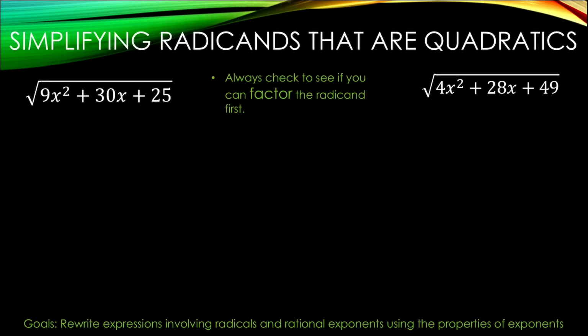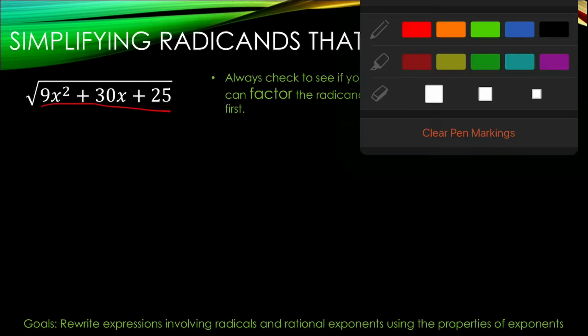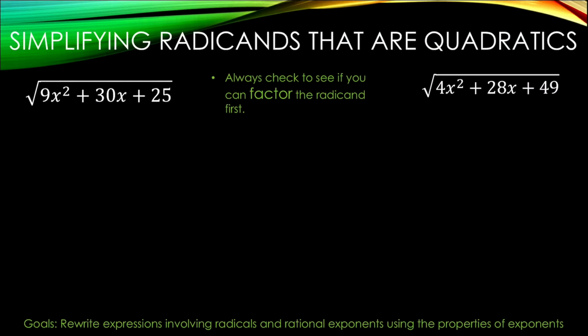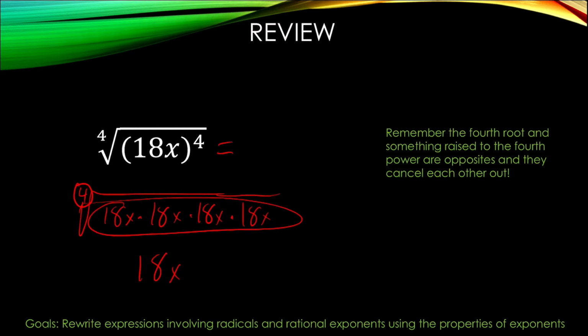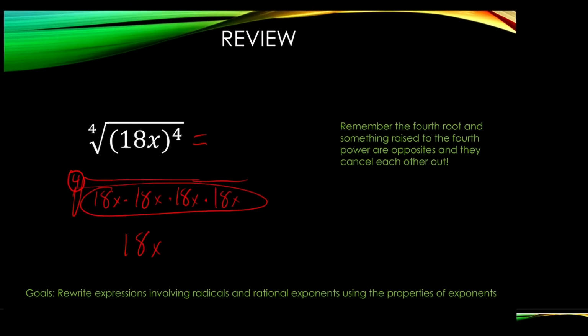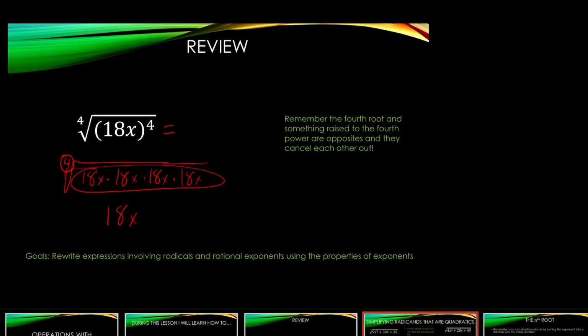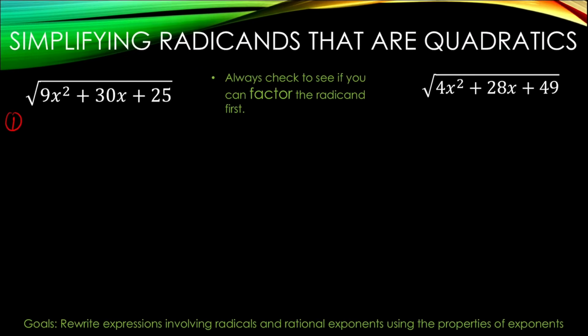All right, so when we're simplifying radicals that are quadratics, usually we're hoping that they are a perfect square, or in this case, a perfect square trinomial. So we always check to see if we can factor the radicand first. Remember, the radicand is the term underneath the radical. Okay, a perfect square trinomial.